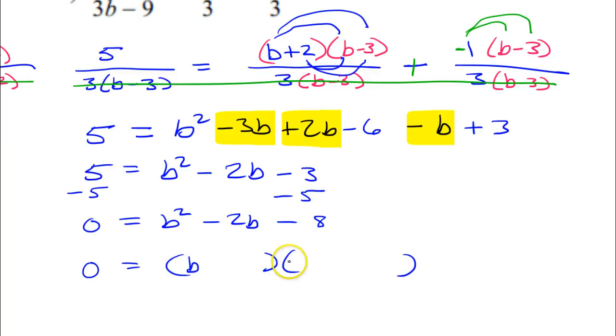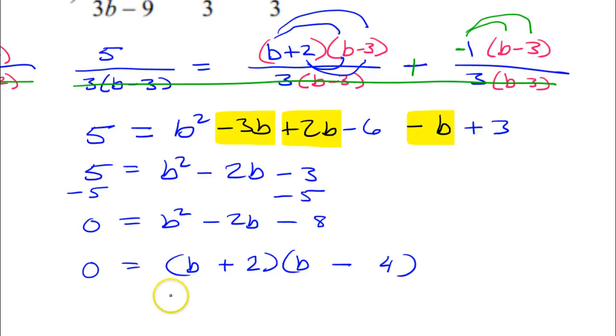B squared will be b times b. 8, probably going to go with 2 times 4 as opposed to 1 times 8. Inner plus outer must equal middle. Inner, I have 2b. Outer, I have 4b. To get a middle of negative 2, I need a positive 2 and a negative 4. That means positive here and negative here. A positive times a negative is a negative for the negative 8. So this is working out just fine.